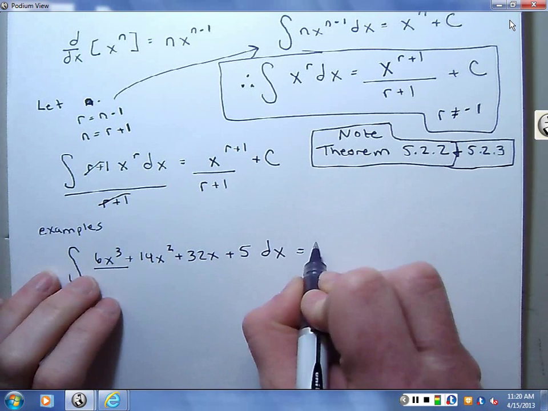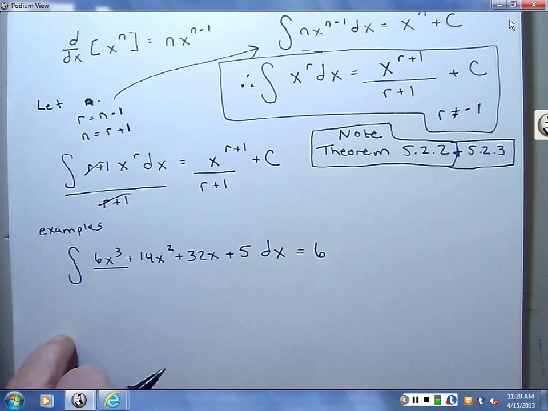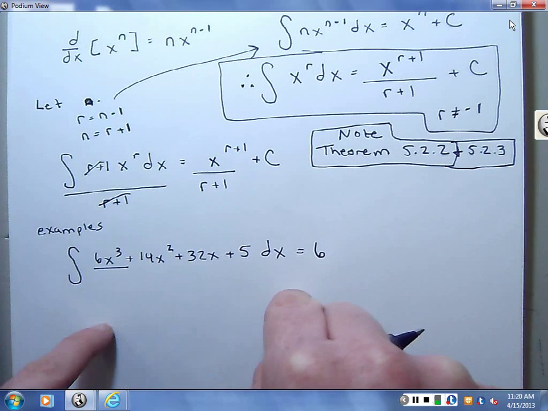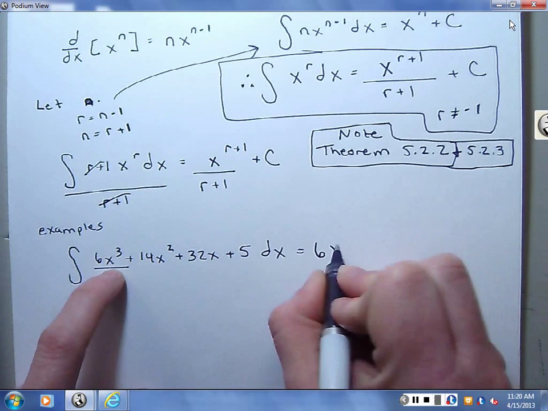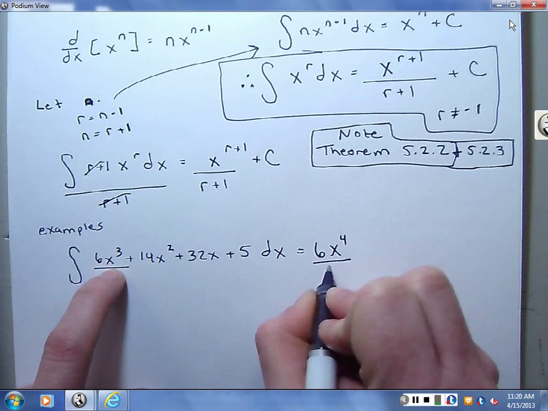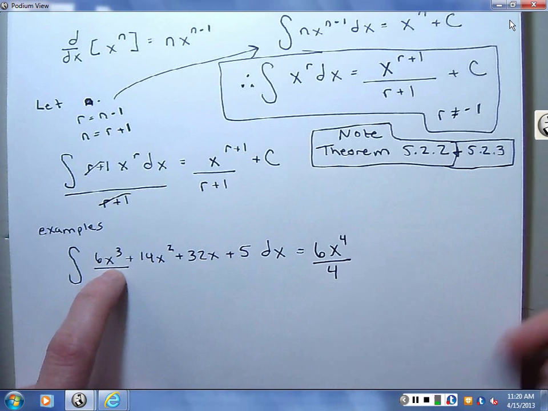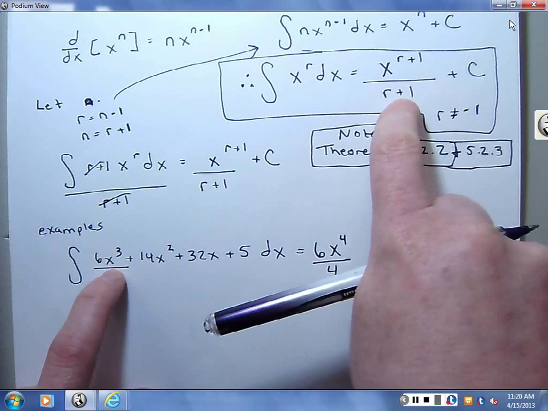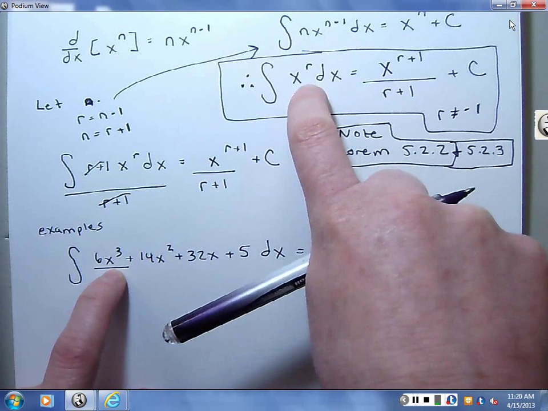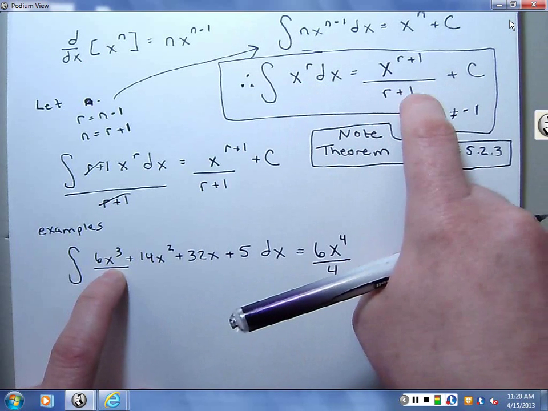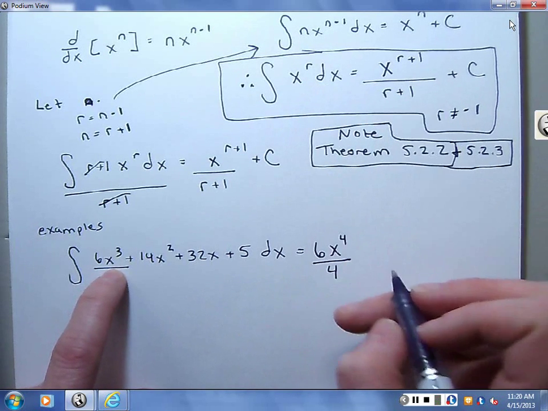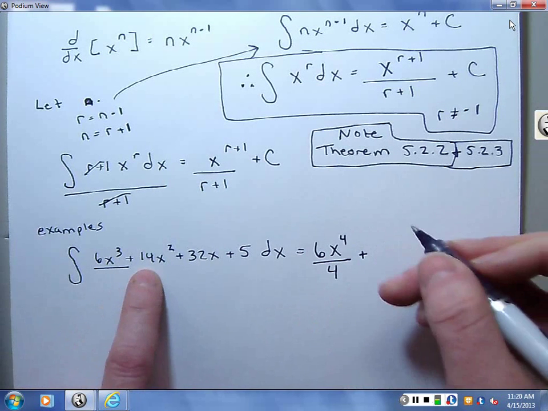So I have 6, because the integral of a constant times a function is that constant times the integral of the function. x to the fourth divided by 4, right? This is the form. So if I'm integrating x to the third, the integral of that is x to the fourth over 4. Plus, what's the integral of 14x squared?